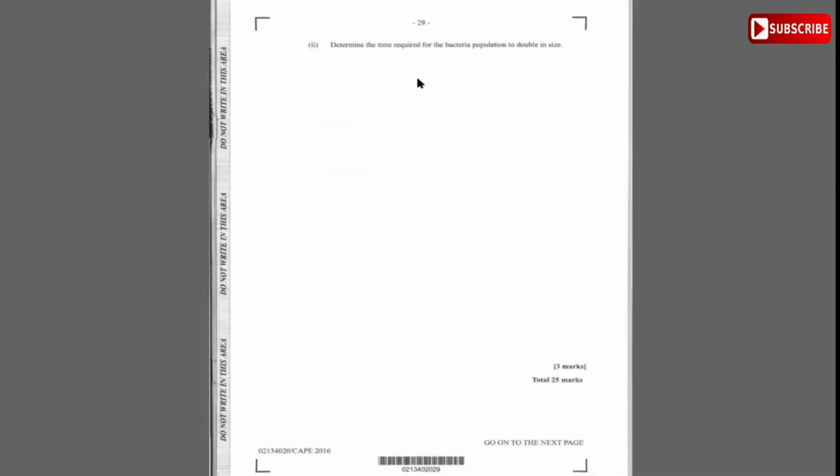All right. Now it says determine the time required for the bacteria population to double. Double means initially it is 10,000, so now it is 20,000. So we're just solving 20,000 is equal to 10,000 e to the 0.02t. So divide both sides by 10,000 to get 2 is equal to e to the 0.02t.